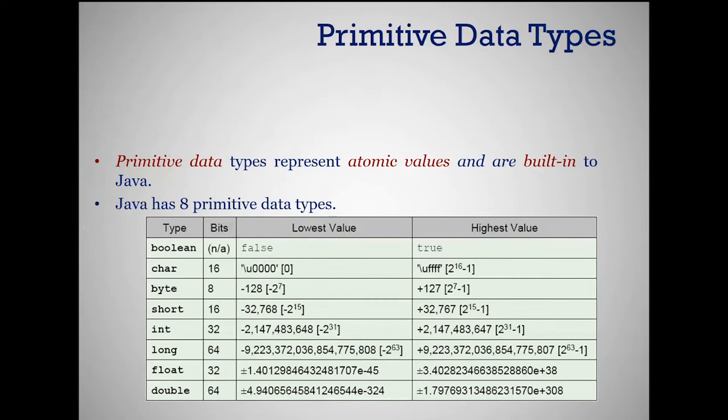Are you familiar with what happened with YouTube? Maybe not, let me just tell the story. YouTube created their views counter using an int variable. Now, the problem is the limit of int is only up to 2 billion. The highest value of int is about 2 billion.